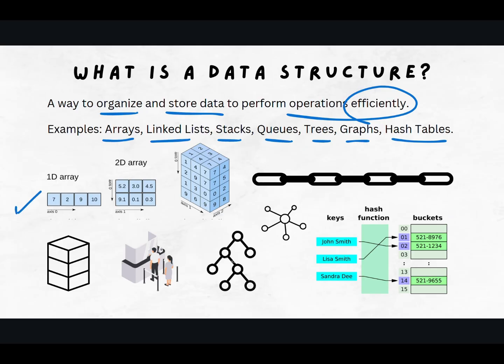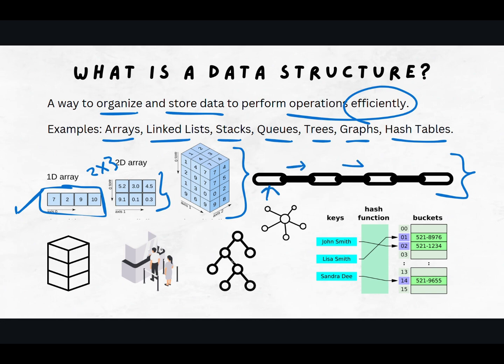So this is a one-dimensional array. As you can see, we have a sequential type of element storage. This is two-dimensional, so that's 2 cross 3, and this is a 3-dimensional array. What is this? This is a linked list. That's our head pointer. These are the next nodes of it. What is this? That's a stack. It is a last in, first out type of data structure. I'll explain what that means. And this is a queue data structure, which is first in, first out.